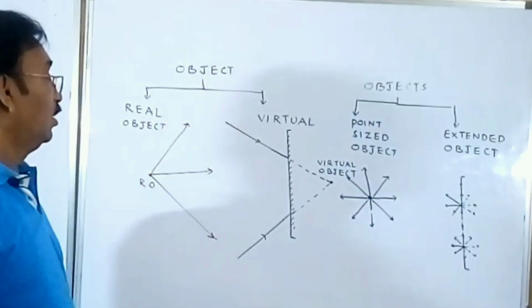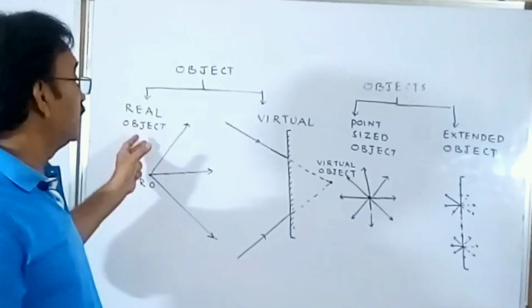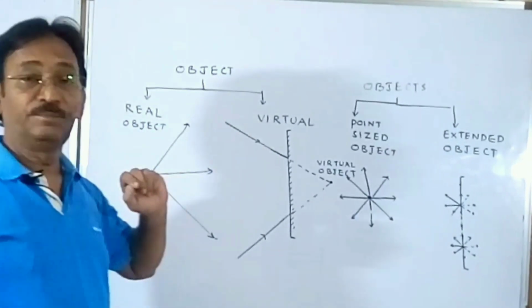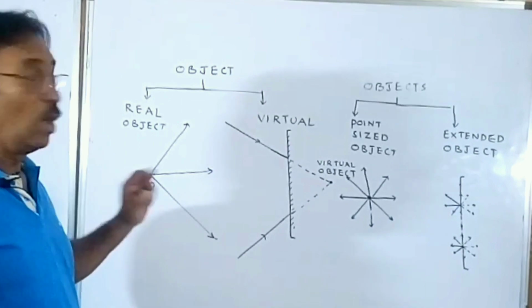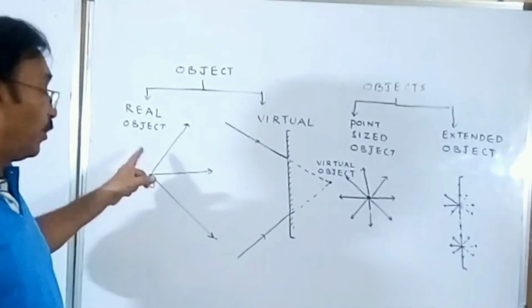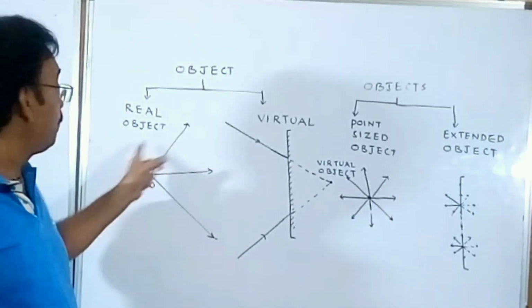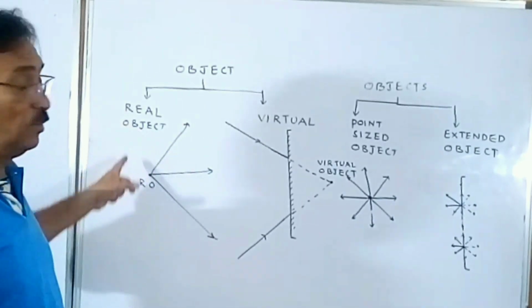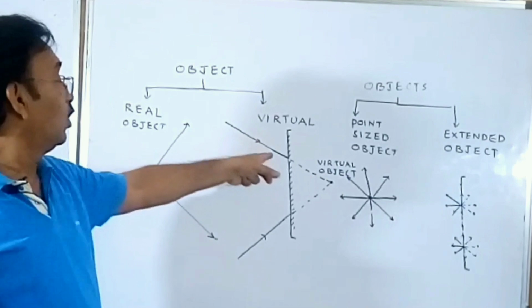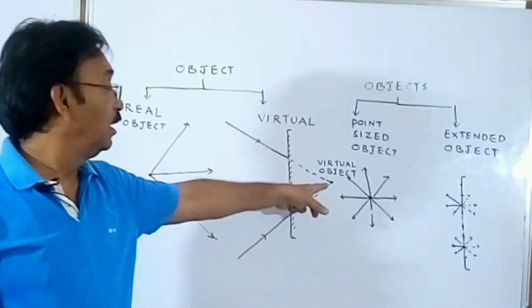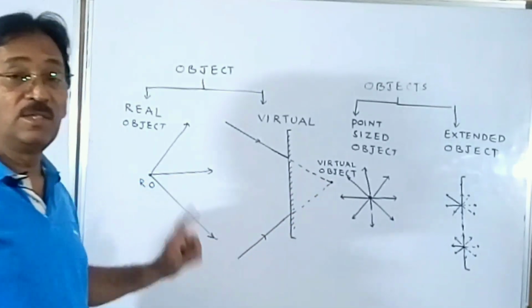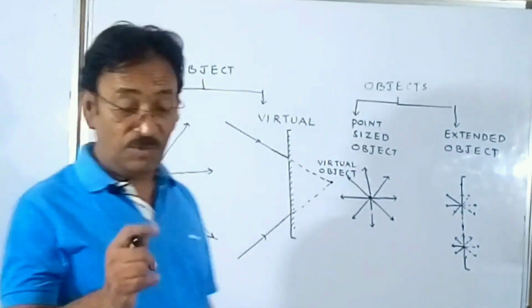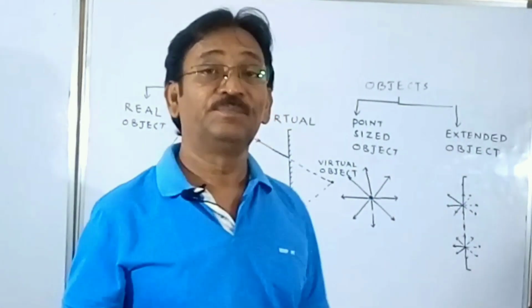In this way, we can classify objects as a real object and a virtual object. I hope you understood. From an object, where the rays appear to be diverging, it is known as the real object. Where rays appear to be converging, it is known as the virtual object. It is a classification. Thereafter, we have to know what images are.